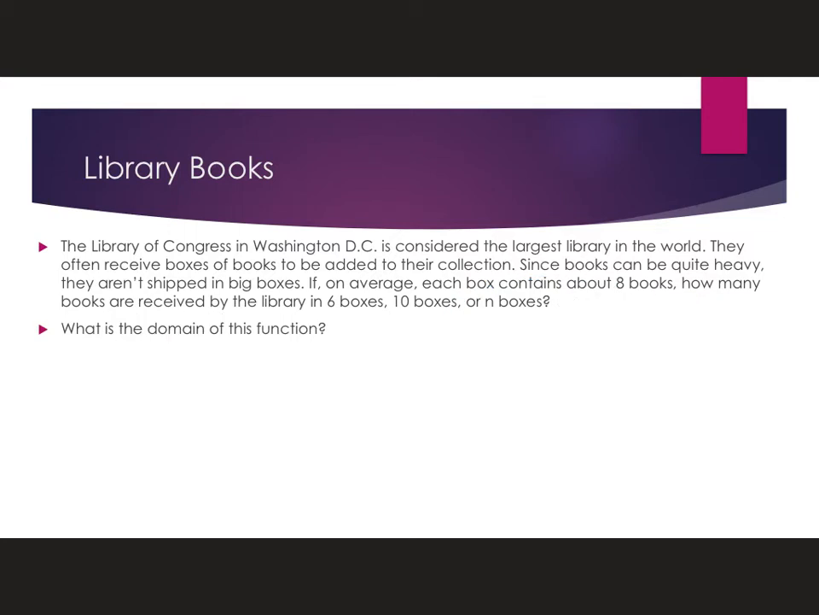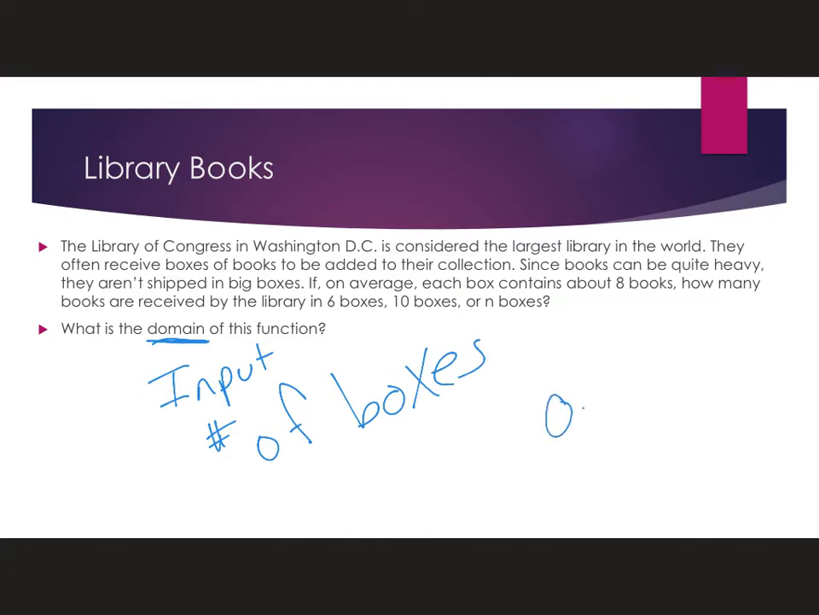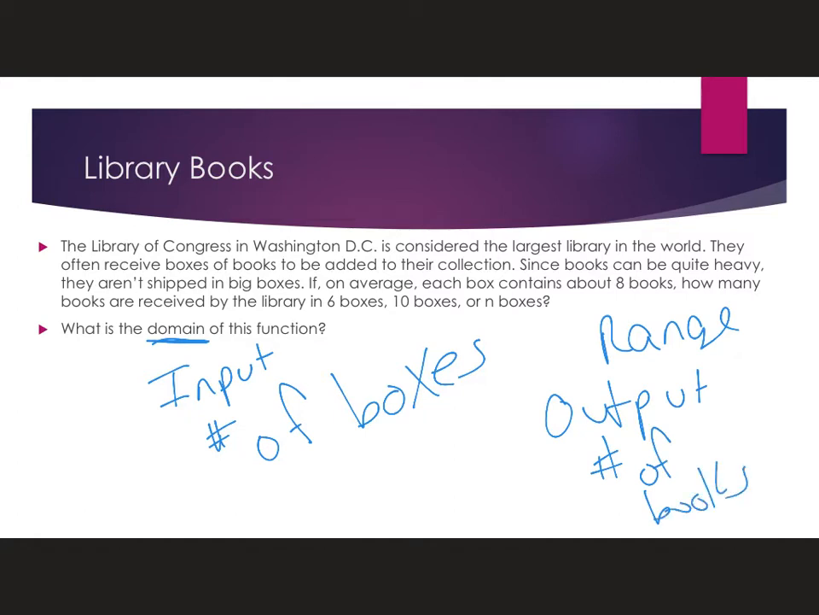So what's the domain of this function? Remember, domain is our input. What's our input? Input here is the number of boxes, right? Because that's what we're trying to find out, is how many books do they receive per box. And then our output, or our range, would be the number of books. So our domain is the number of boxes.